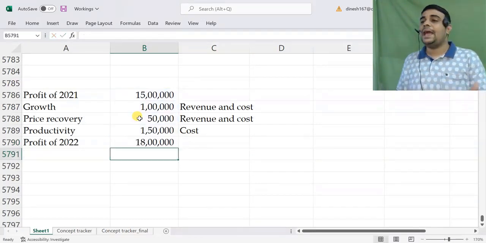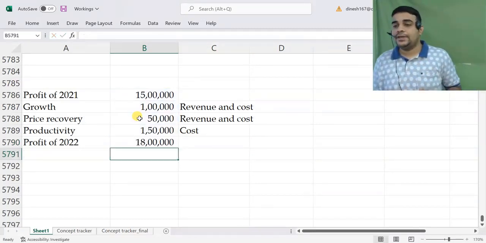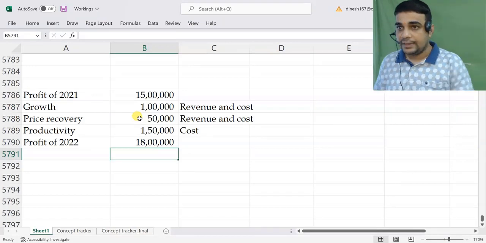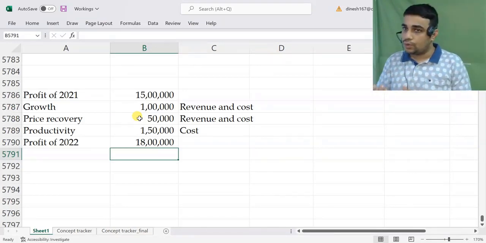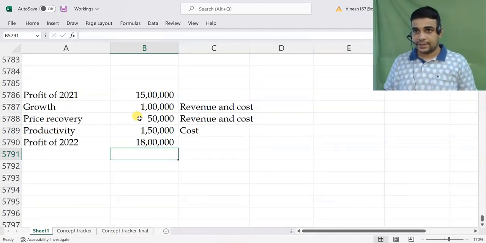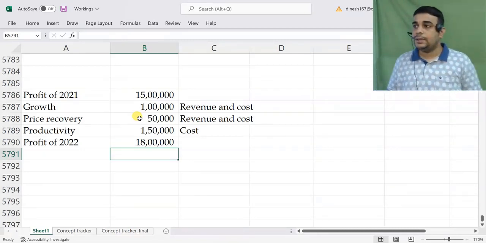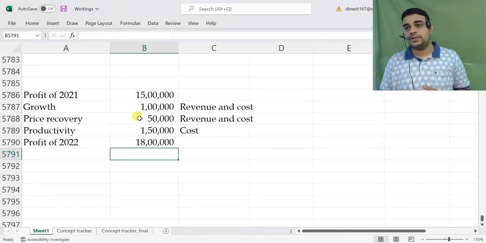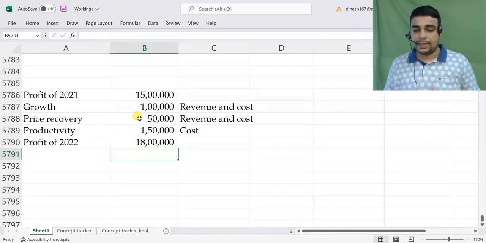So 15 lakh has become 18 lakh. We say it has become 15 to 18 because of material price, material usage, labor rate, labor efficiency. That's one way of saying it. The other way of saying is it is because of growth, price recovery, and productivity. There could be three components which contribute to these changes in the value for the company. Any doubts on this?